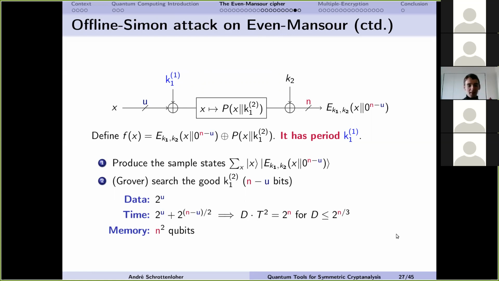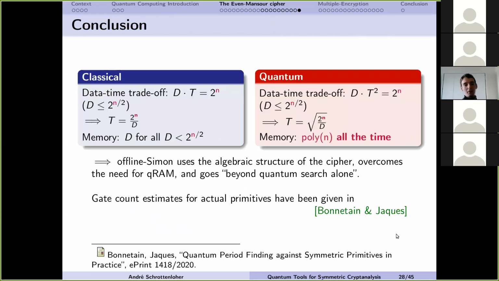Something very different, though, is the memory usage. If you look at the classical data, you have time equals 2 to the n over t. The quantum data trade-off basically gives you a square root speedup on that. The square root speedup comes from quantum search. There is something that doesn't come from quantum search: instead of using a memory size d at each point of the curve, we end up using a polynomial memory all the time, because the only thing we need to store is a quantum state, and the quantum state is very small in that case. So we're really using the algebraic structure of the cipher.